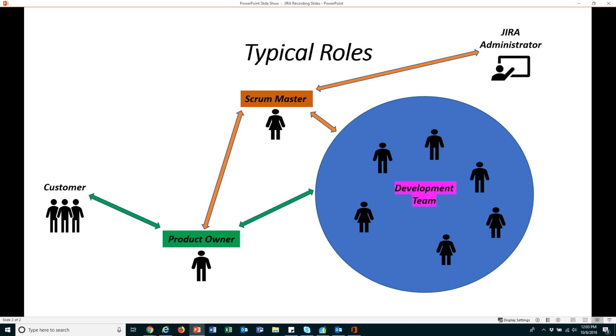And then the Jira administrator sits on their own. They're kind of like the Wizard of Oz. They're the one behind the curtains pulling the levers to make sure that the team has everything that they need in their Jira project to help them execute. So that's some of the roles, really important as we move forward. If you don't have anything like this, I highly recommend that you create one.